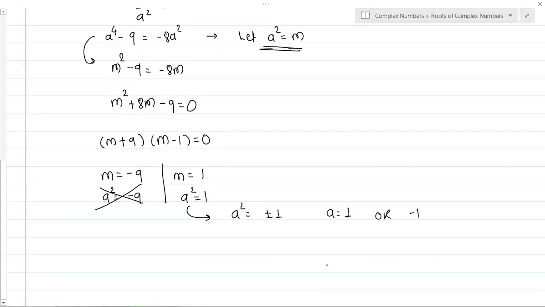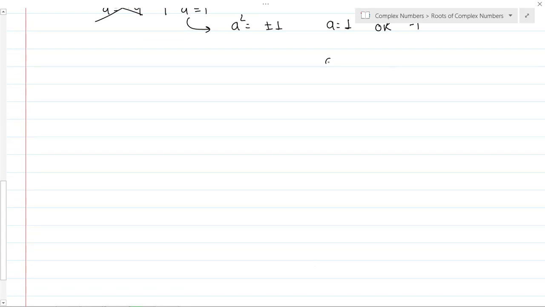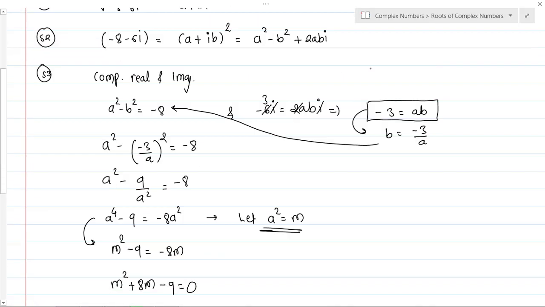Okay, so if I have ab equals minus 3, let's substitute the value of a here. For a equals positive 1, my b becomes minus 3, and for a equals minus 1, my b becomes plus 3. So tell me what will be the roots of this equation then.